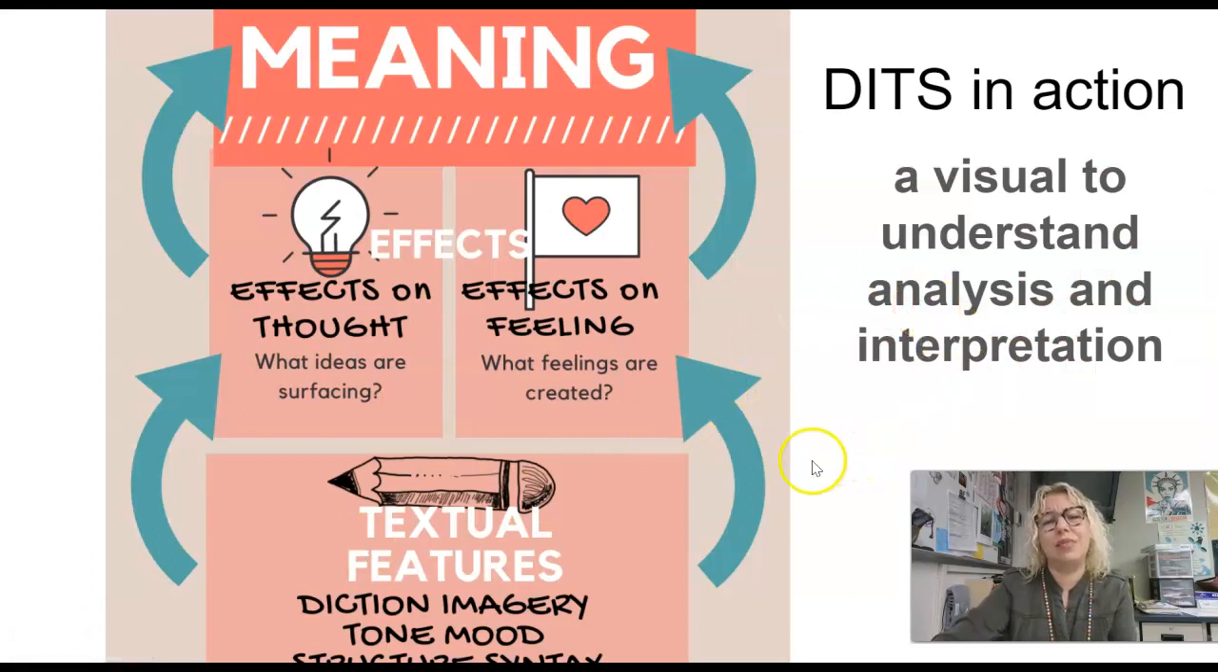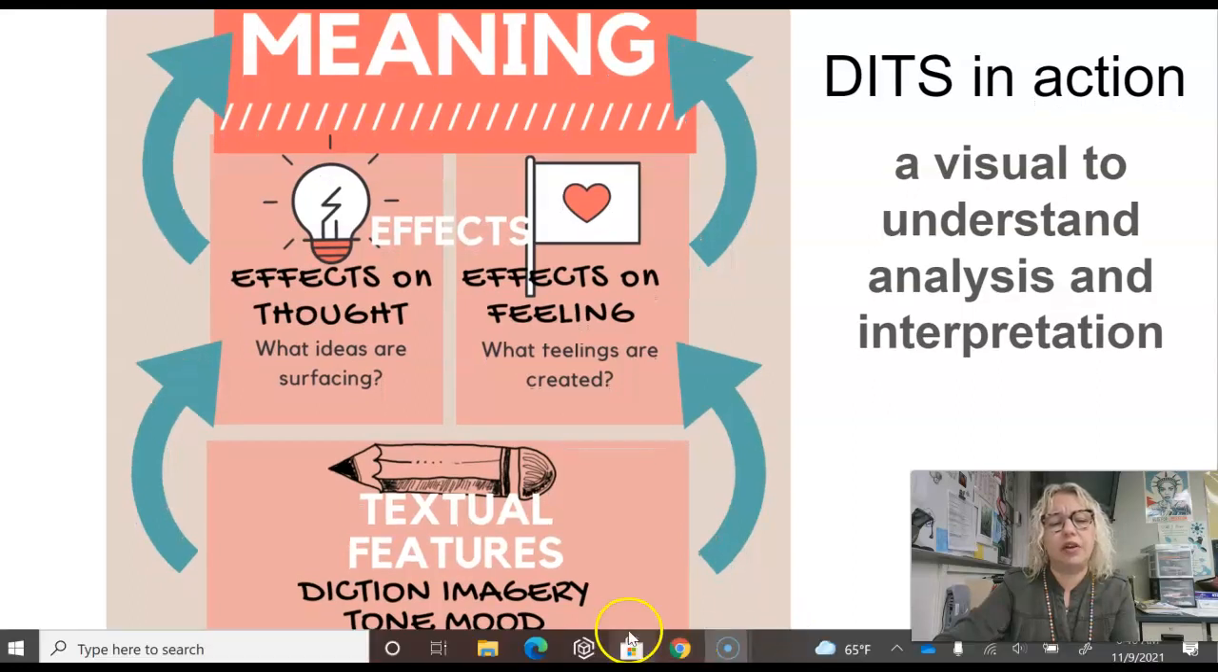Another way to think of DITS is this image that I have here. We start at the very bottom with textual features when we analyze literature. So we start with diction, imagery, tone, mood, structure, and then we move to what is the effect on thought and feeling. This is evaluation. And then we move to the meaning. That is the interpretation. And so IB wants you to do all three: analysis, evaluation, and interpretation.